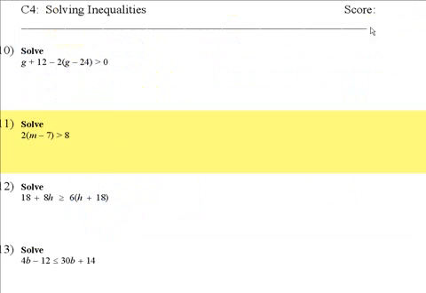All right, here we go. Let's take a look at number 10. Number 10, we've got g plus 12. Let's distribute the negative 2. Negative 2 times g is negative 2g. Negative 2 times negative 24 is 48. That's greater than 0. Let's combine like terms. g minus 2g is negative g.